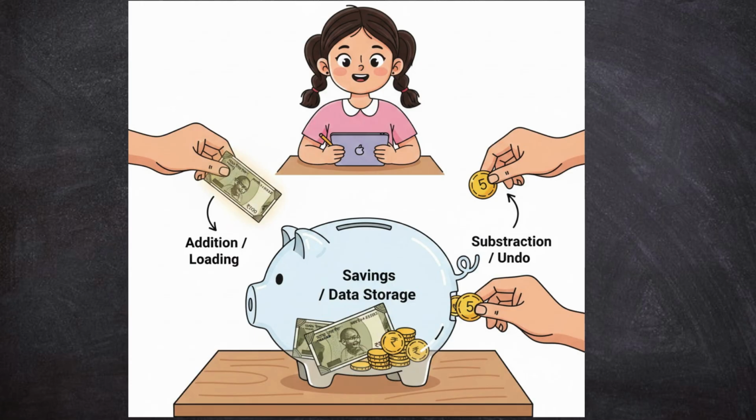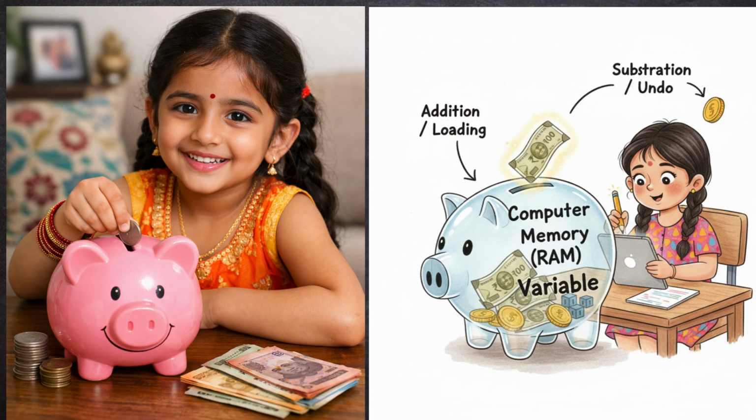And that small invisible piggy bank inside a computer, a tiny storage box with a name, we call it a variable. A variable is a container that stores a value, just like your piggy bank stores money. Simple. Now think carefully. What if you want to store many values?